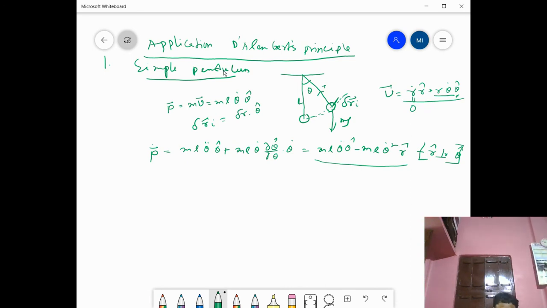Now we apply D'Alembert's principle. Applying D'Alembert's principle now.